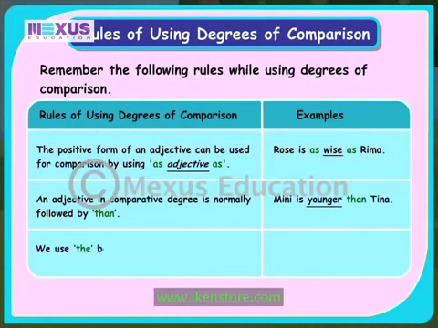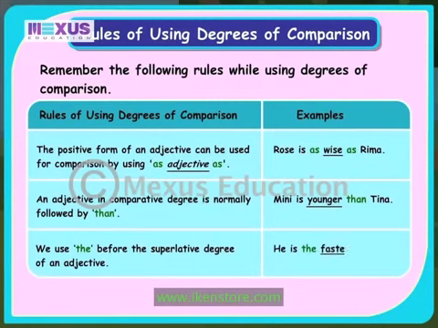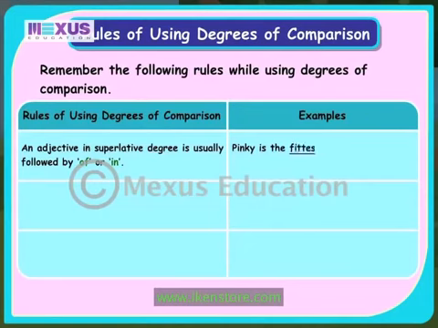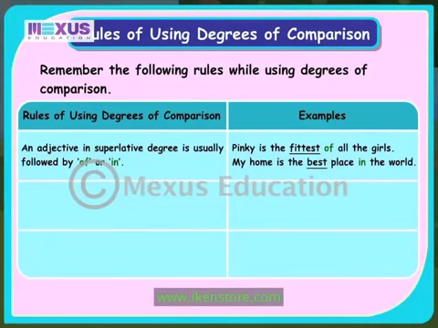We use the before the superlative degree of an adjective. For example, he is the fastest of all the runners. An adjective in superlative degree is usually followed by of or in. For example, Pinky is the fittest of all the girls. My home is the best place in the world.